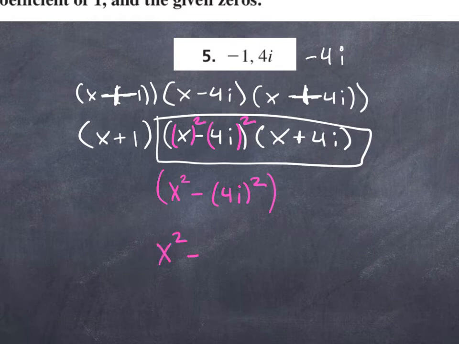Now we need to figure out what 4i squared is. When you're squaring two numbers like this, you need to make sure you square the 4 and you square the i. So what's 4 squared? 16. And then what's i squared? -1. So this is 16 times -1. And it's already a minus 16, so what does this become? Perfect. So it's x squared plus 16. So this -1 makes this a plus.